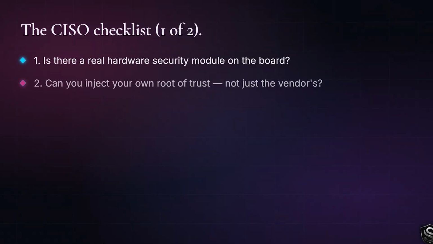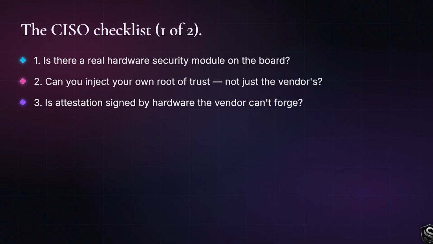So here is the payload, the part to screenshot. 5 questions to put in your RFP for any embodied agent. First 3. 1. Is there a hardware security module on the board at all, or is the root just software pretending? 2. Can you, the buyer, inject your own root of trust, or does the vendor hold the only key? 3. Is the device's attestation signed by hardware the vendor cannot forge?